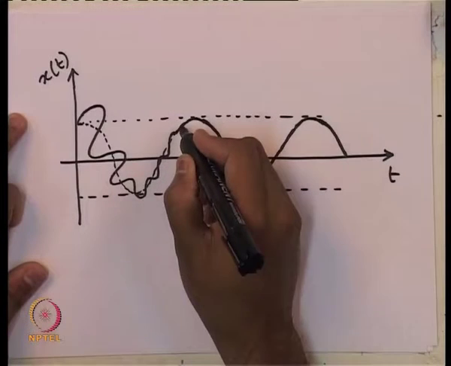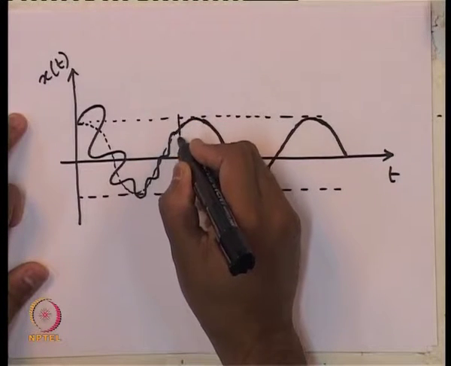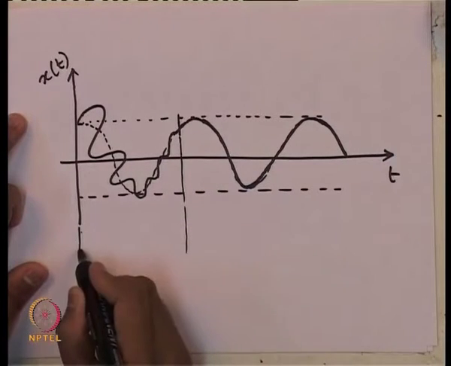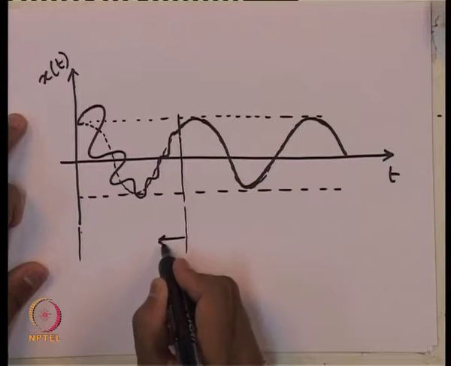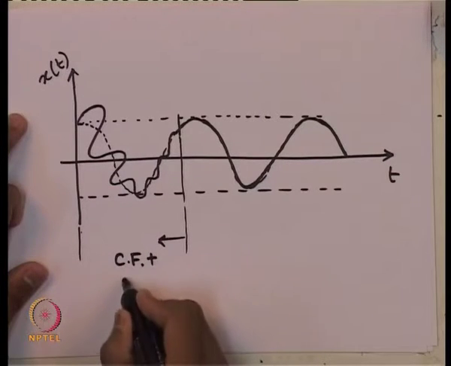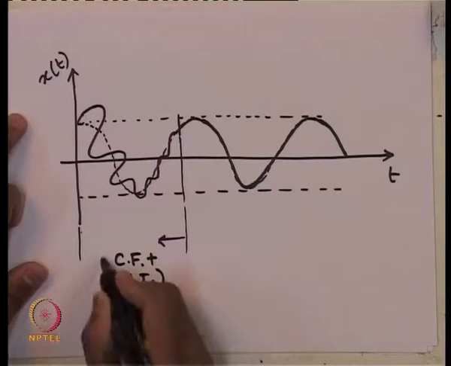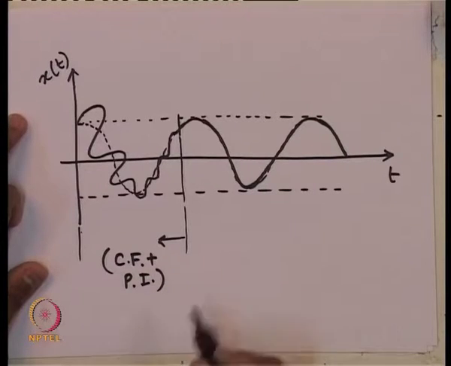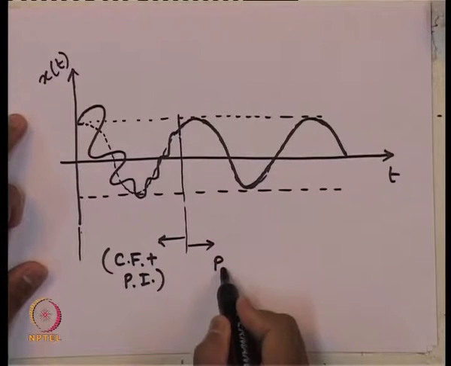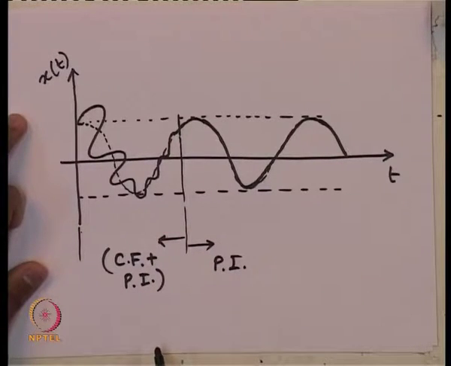So, clearly up to this point, we can see this zone has the complementary function plus the particular integral together as the solution. Whereas, beyond this point, after a certain time t, we have only the particular integral as the solution.